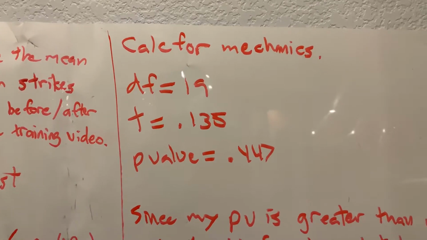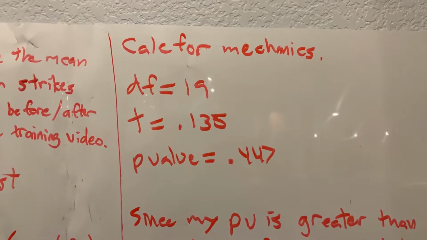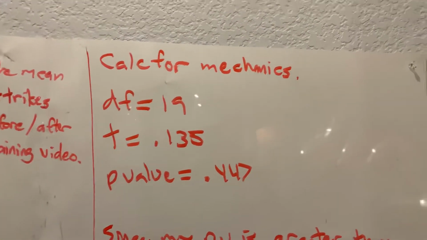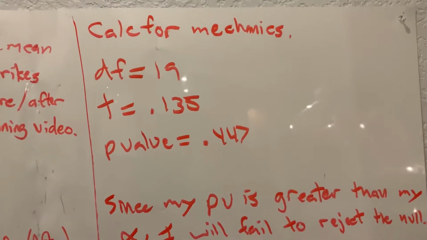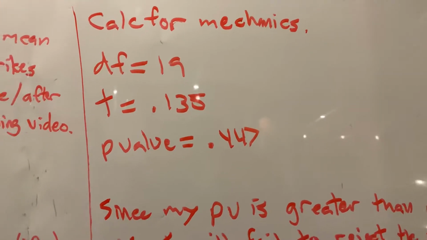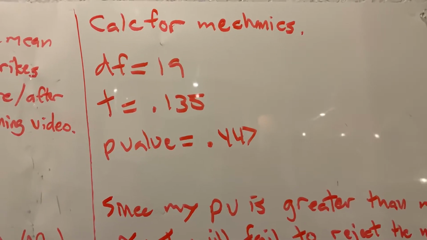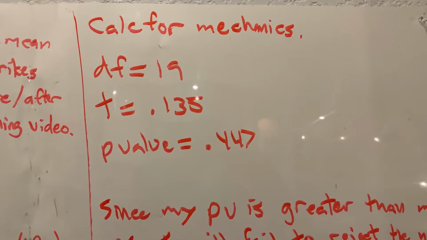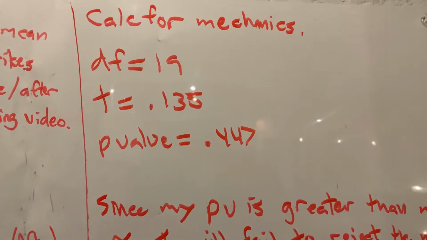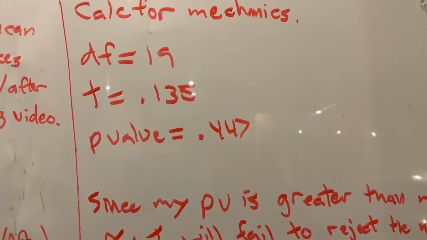So I'm going to use my calculator for mechanics. I should have had a little bit more of a space between calc and 4. It looks like one word. My degrees of freedom is 19, n minus 1. My t is 0.135. So right there, that t-score is so low, which means my p-value is going to be pretty high.